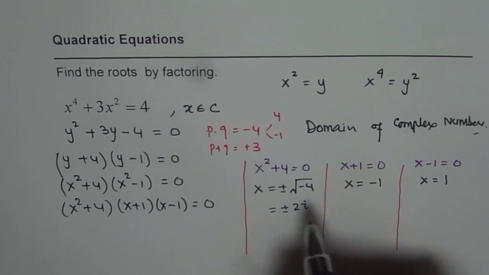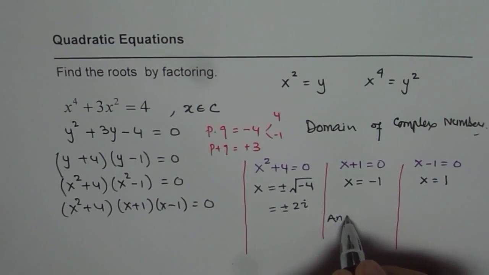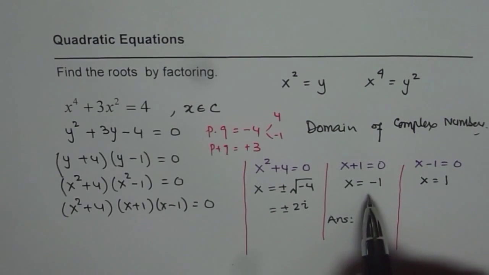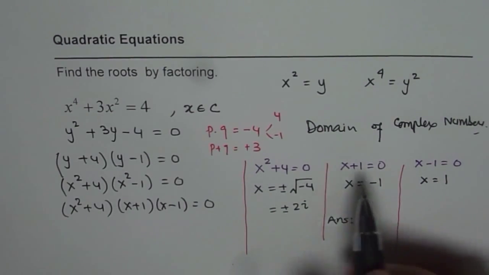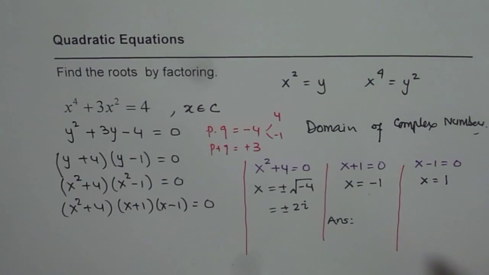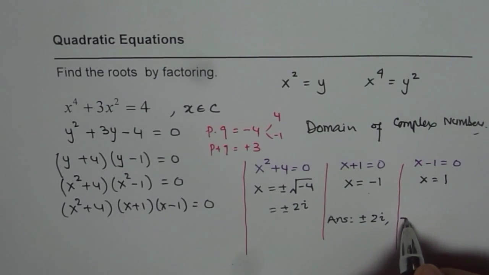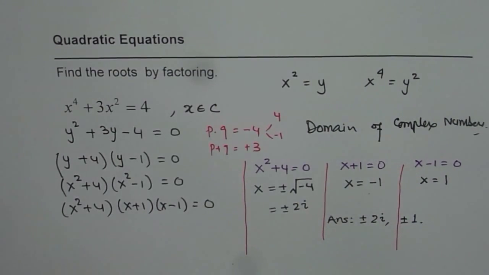I hope I am correct. So I'll write down all the four solutions here. It all depends how you get this question, right? So in case the domain is real numbers, then there will be only two solutions, correct? So for the time being, since I am assuming the domain to be the set of complex numbers, I'm writing my solutions as plus and minus 2i and plus and minus 1. Okay, thank you.